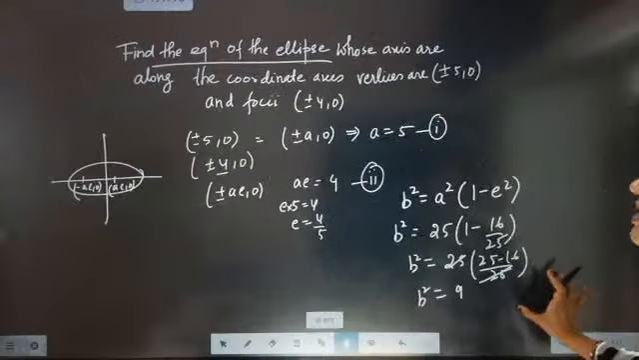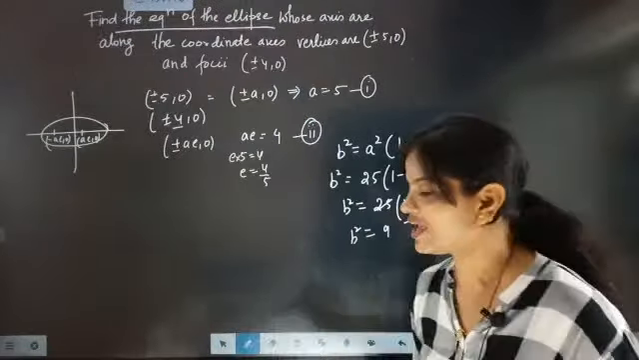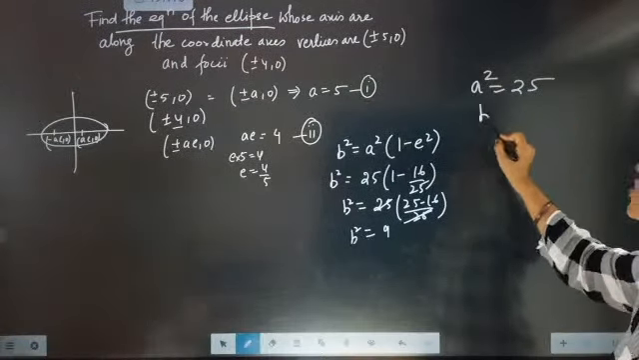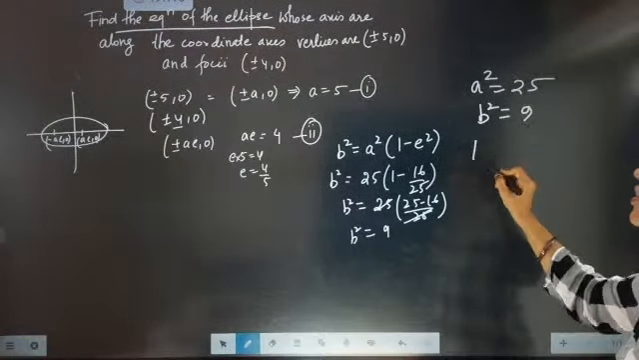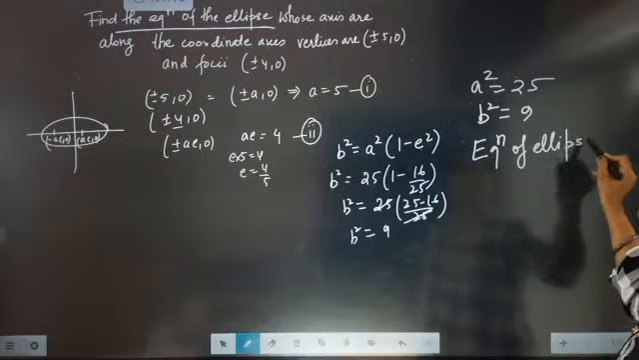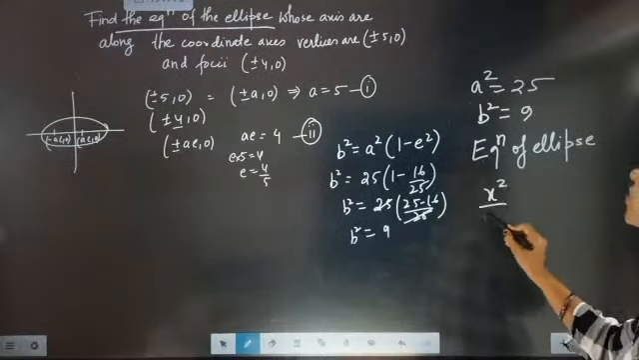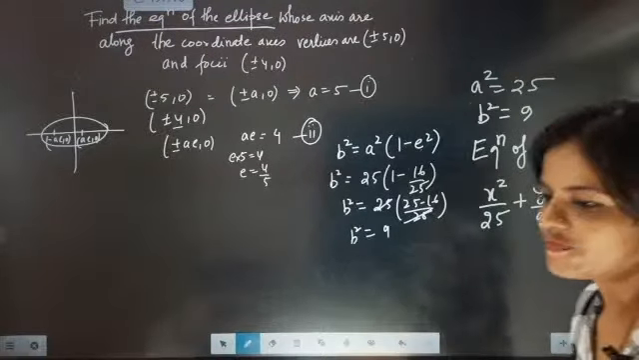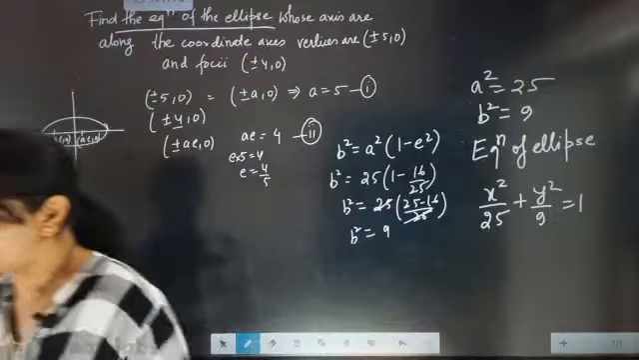Once you got b square as 9, now you have the a square value. A square will come as 25 and b square will come as 9. So the equation of the ellipse is x square by 25 plus y square by 9 equal to 1. This will become the equation of the ellipse. Absolutely correct.